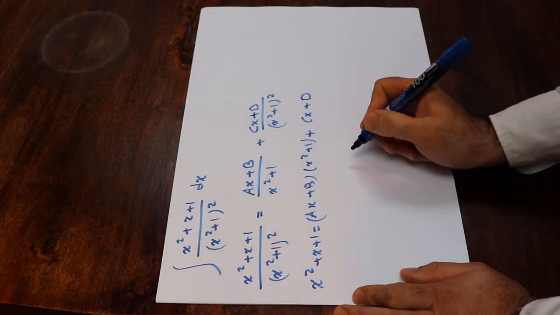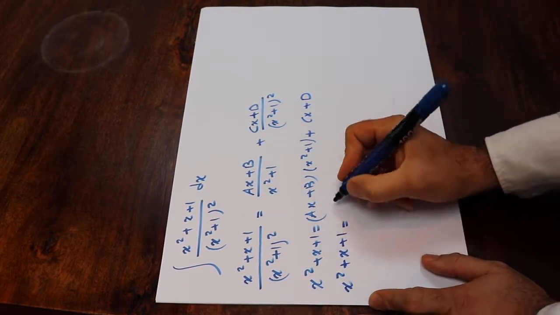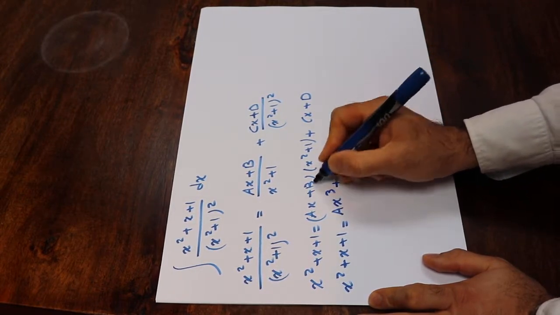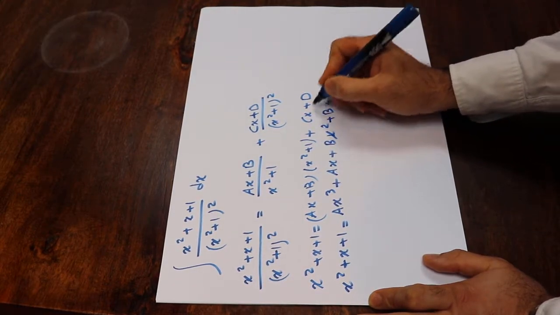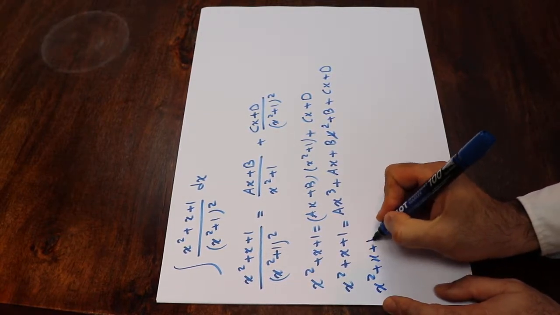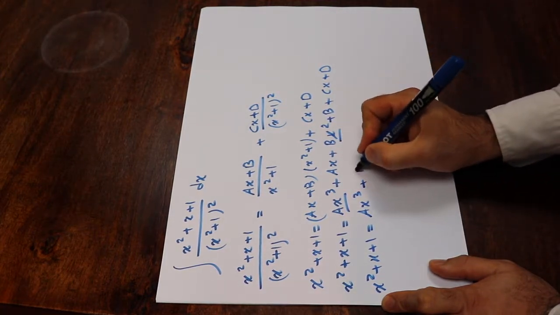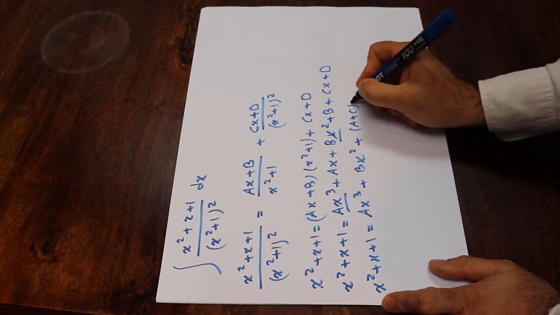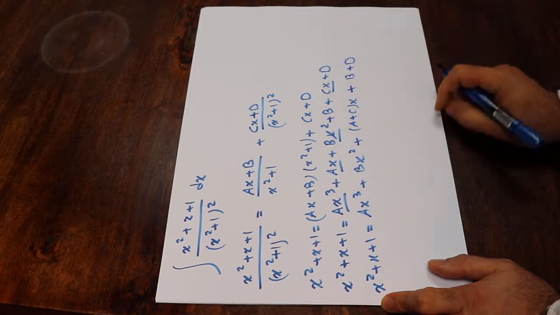plus d. Therefore x^2 + x + 1 will be equal to ax^3 + ax + bx^2 + b times 1, that is b, plus cx plus d. Therefore x^2 + x + 1 will be equal to ax^3, that's this term, plus bx^2, that's this term, plus (a + c) times x, that is these two terms, plus (b + d), which is the constant.